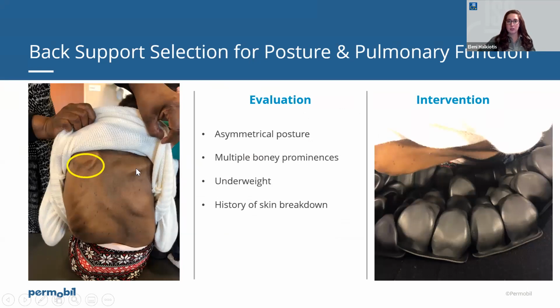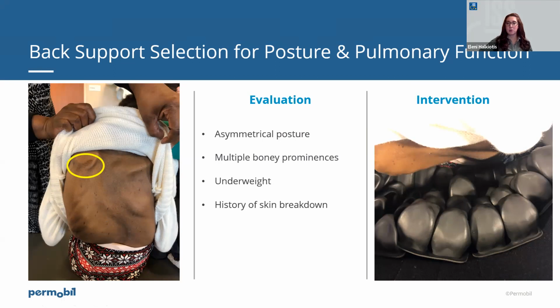And I'm going to go over a little case example here where this is a woman who is in her 40s, lives with her parents. She has a diagnosis of cerebral palsy, but what's most noticeable is her asymmetrical posture. She has an S-curve scoliosis. She has a pelvic obliquity. She has a rotational component to her scoliosis. She has winged scapulae. I circled here because she has a history of skin breakdown on her left scapula. And she's also underweight. So her skin has become thin.